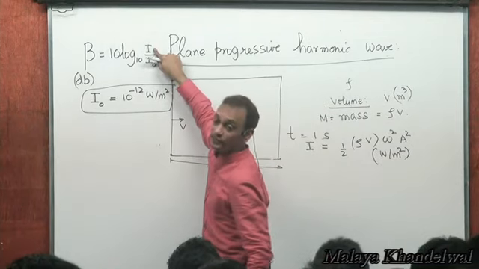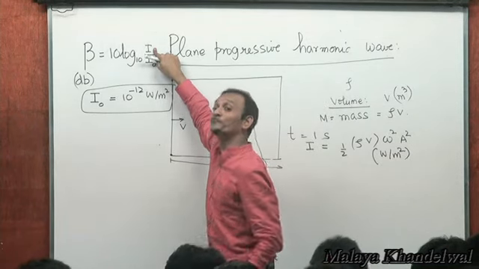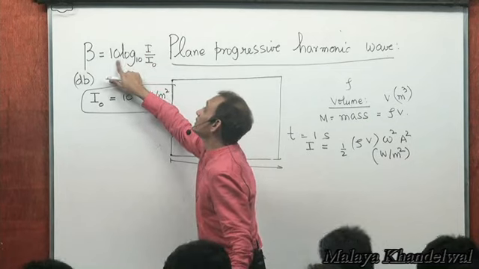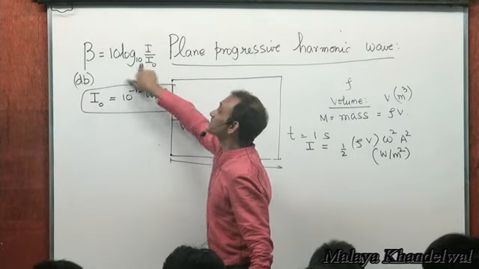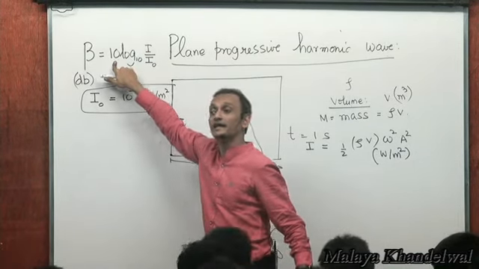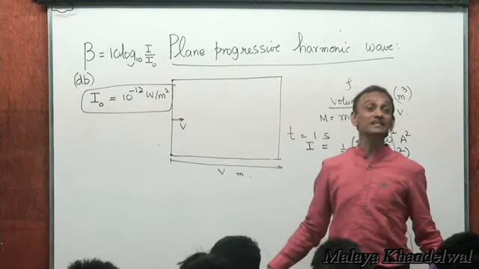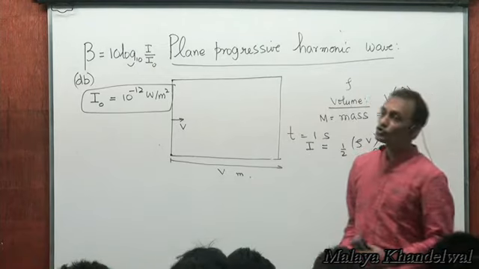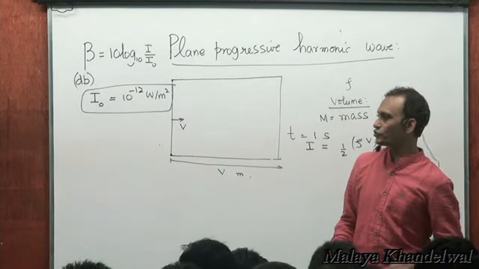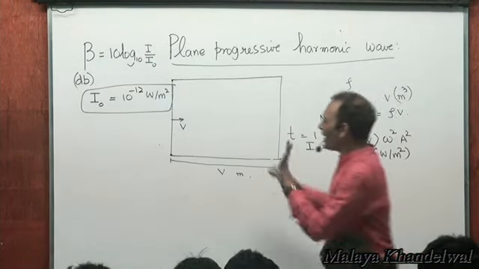If I have I in watts per meter squared and I want to convert it into decibels, then I take the log of this to the base 10 and multiply by 10. 10 log I by I naught to the base 10. That will give me the intensity in decibels. This is done for sound waves, right?